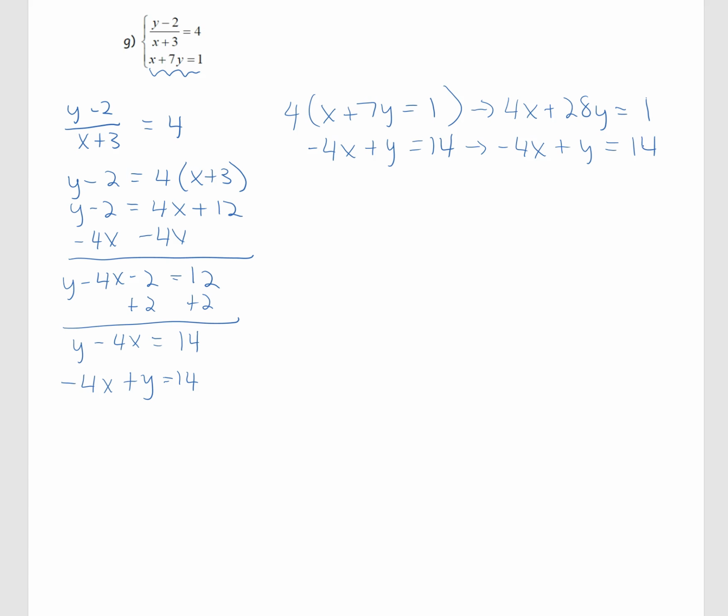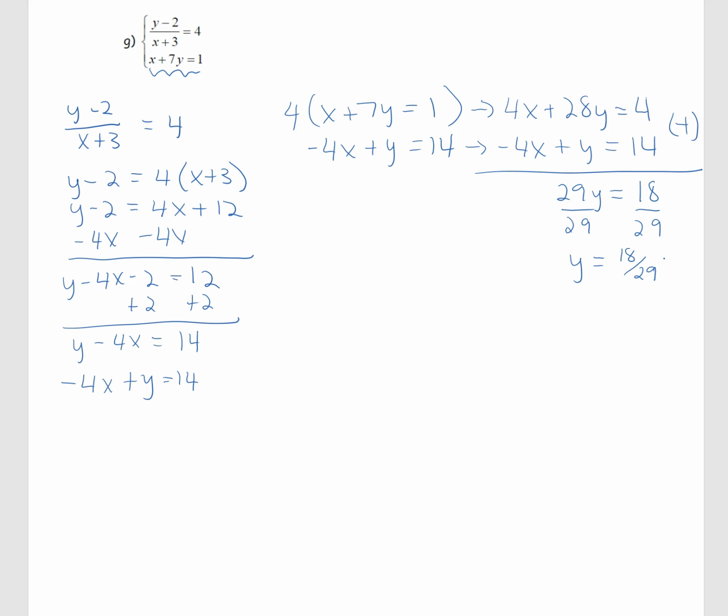And so with these two, I'm then adding them. So 4x plus negative 4x is 0. 28y plus y is 29y. And 1 plus, sorry, this should be a 4 up here, because I've multiplied that 1 by 4. So this is going to be actually 4 plus 14, which is 18. And dividing by 29 on both sides gives me y equals, I'm just going to leave this as 18 over 29. Doesn't simplify any more than that.